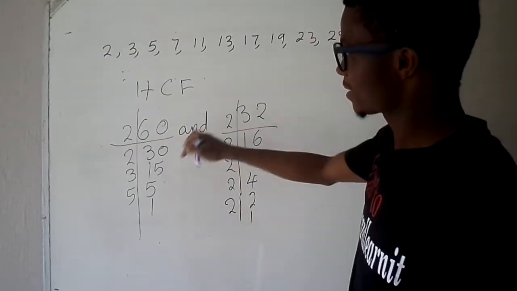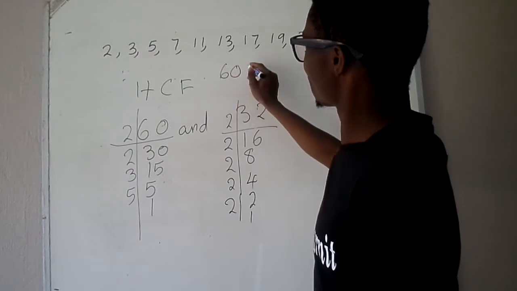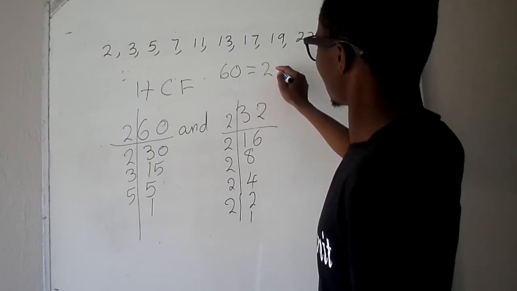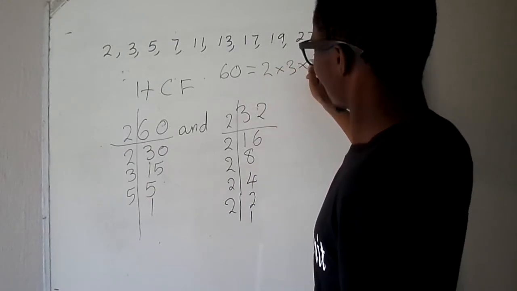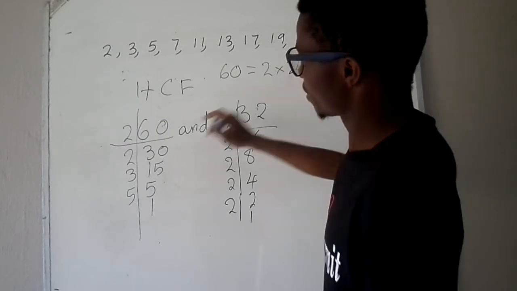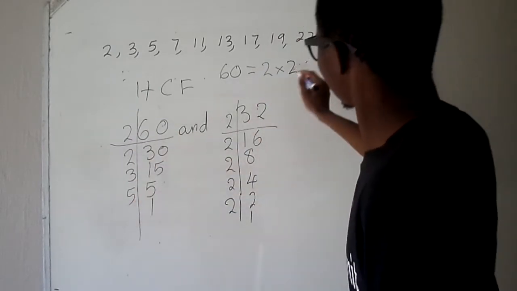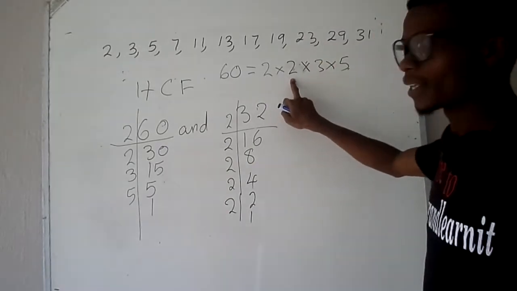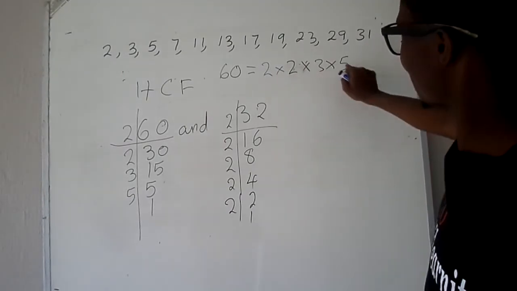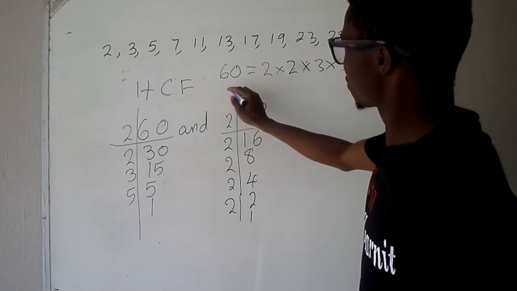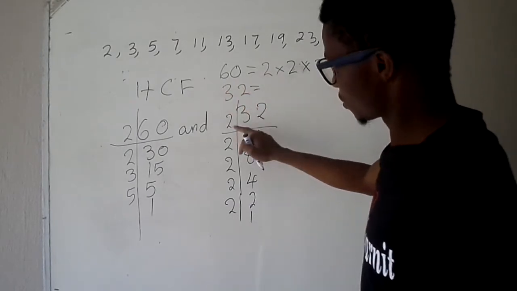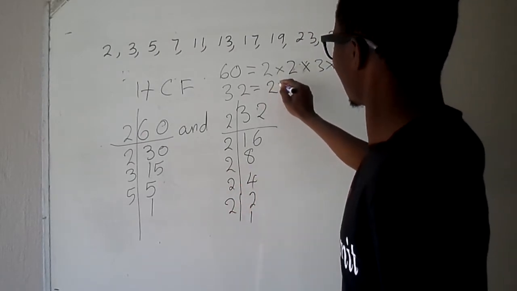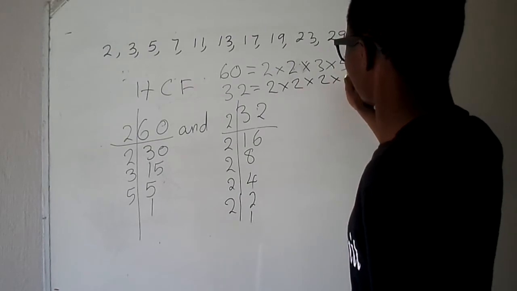So writing these numbers, 60 can be written as 2 times 2 times 3 times 5. 2 times 2 is 4, times 3 is 12, times 5 is 60. Writing 32, it is 2 times 2 times 2 times 2 times 2, which is five 2's.